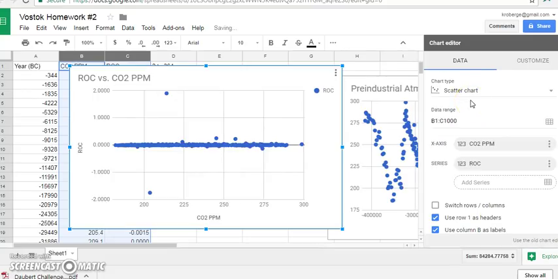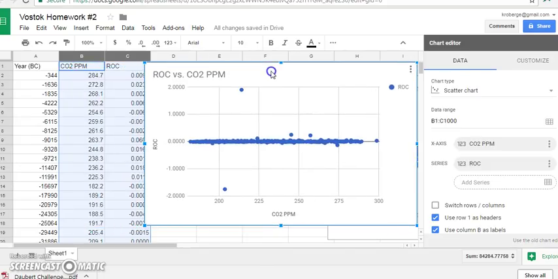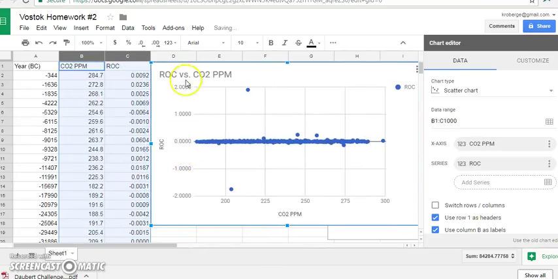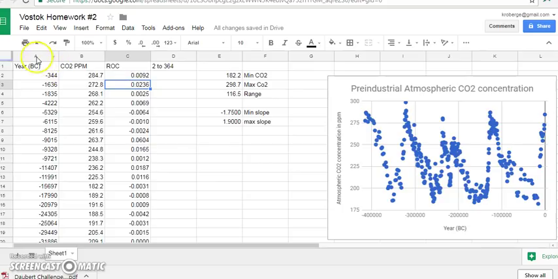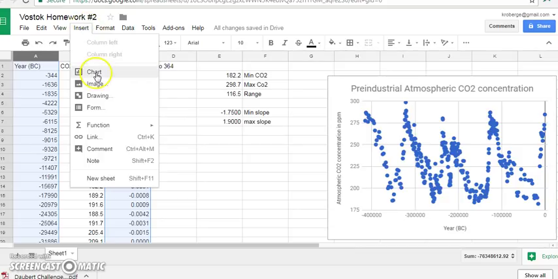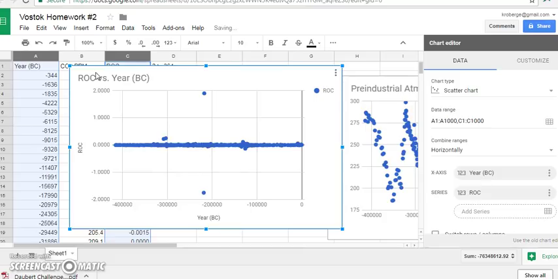here we go. So here's a scatter plot, and here's what's being plotted. The vertical axis is the rate of change. It's the slope that we're talking about, ppm per year. And then, actually, this isn't quite what I wanted. Select A, and then Control C, and then do insert chart. And so this is the rate of change versus the year.